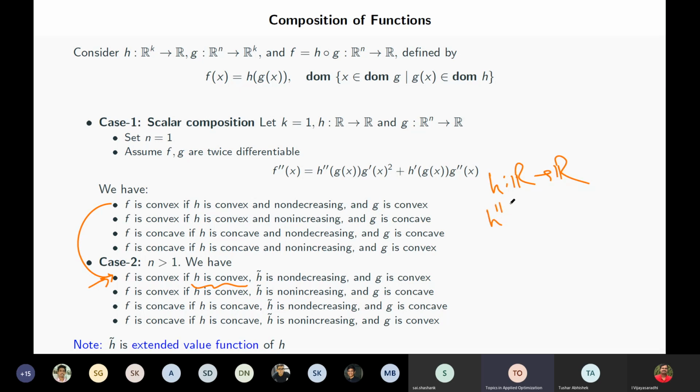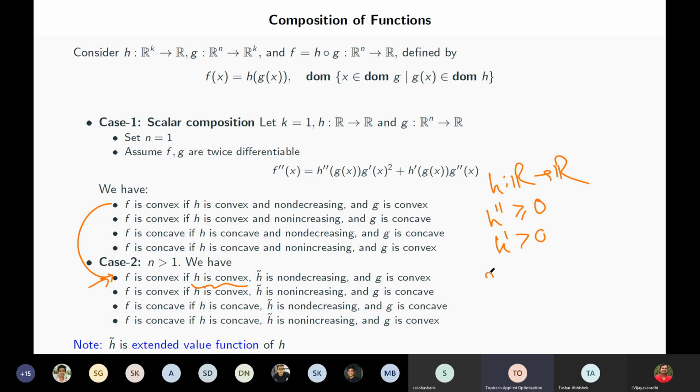So h double prime will be greater than or equal to 0. That's because of the convexity. Now h tilde is non-decreasing. This means that the derivative will be positive again, assuming the derivative holds. I'm always assuming the derivative holds. So this will be greater than 0, and g is convex.